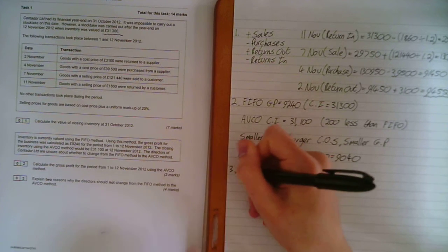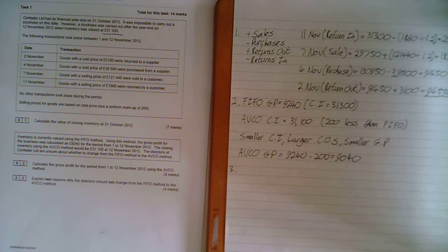So part 3. What we write down: explain 2 reasons why the directors should not change from FIFO method to AVCO method. Think of your accounting concepts. Consistency. It's not consistent, is it? Changing from one, it's going to be hard to compare these values, isn't it? Because it's using different methods.